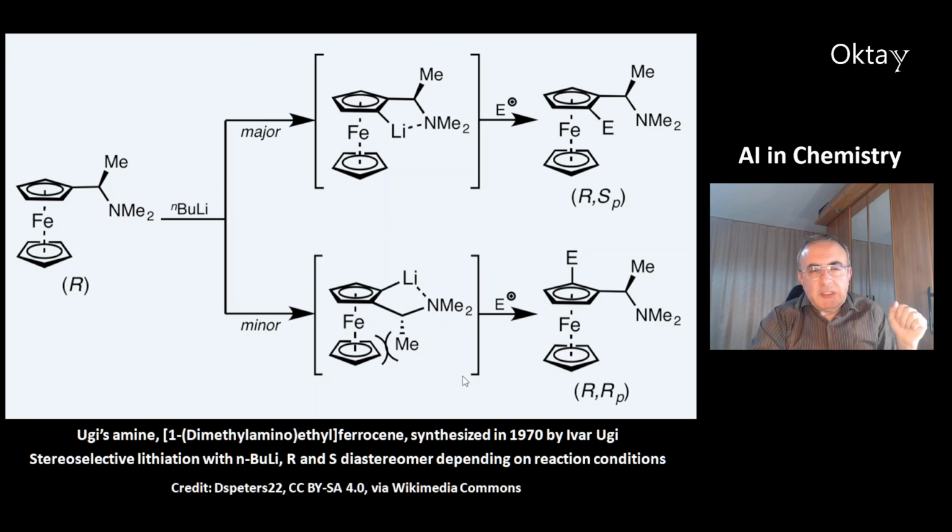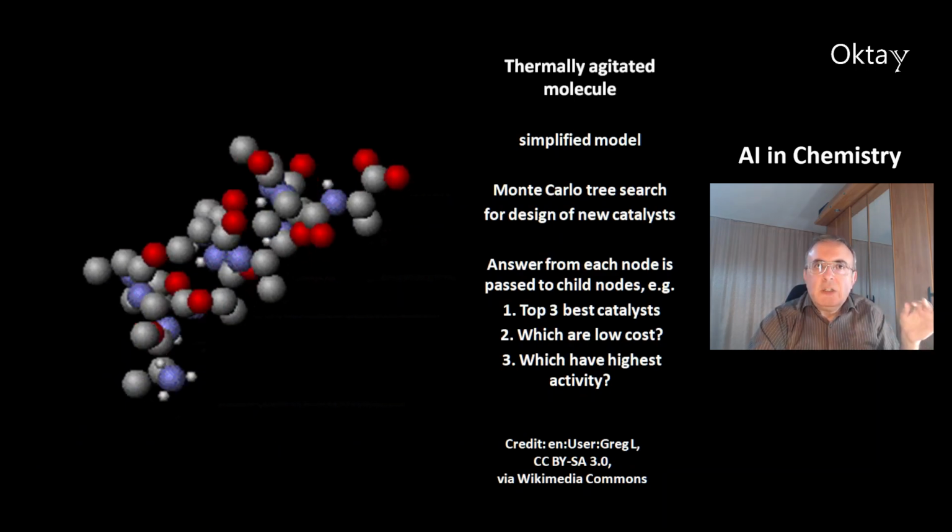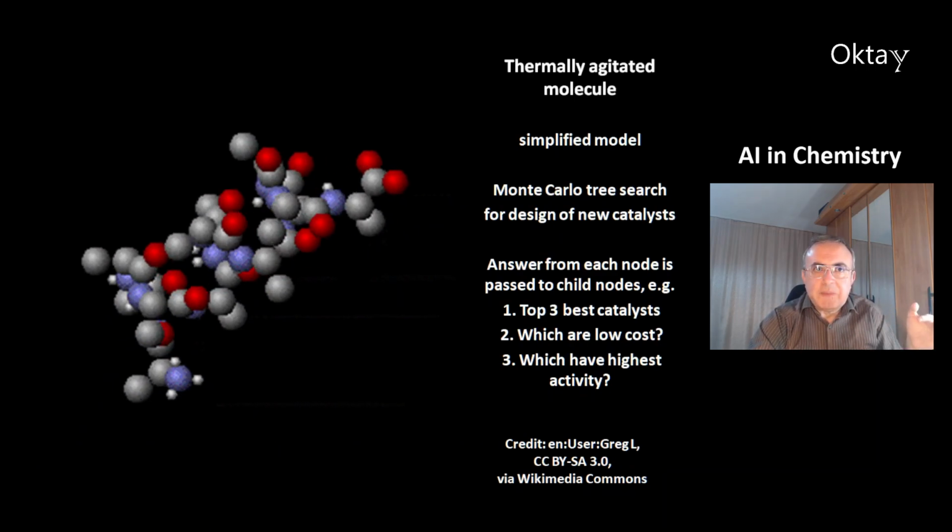In this picture here you can see this methyl group does not want to be on the side of the aromatic rings. It prefers this structure where it is away from the aromatic rings. But you can make both of these compounds by controlling the reaction conditions. This is a simplified model of a thermally agitated molecule.